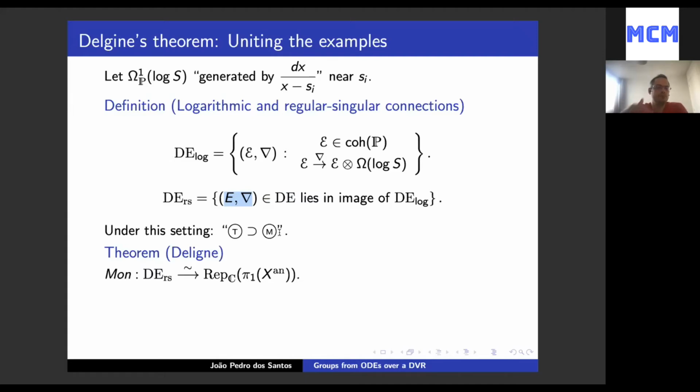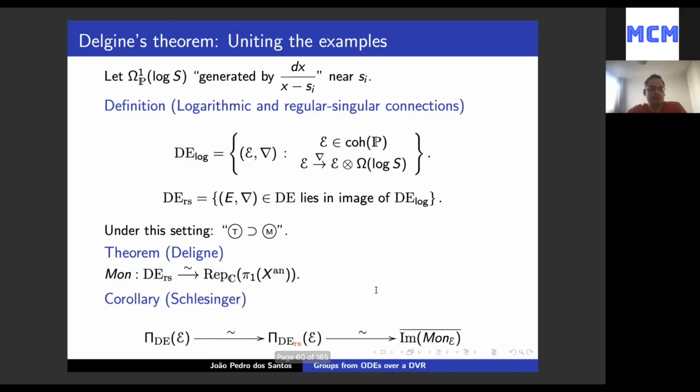this produces a local system, and doing analytic continuation of the local system, or of the fundamental matrices, you will obtain a representation, which is the monodromy representation. And Deligne says that for regular singularities, this will be an equivalence. So this is an important theorem. And now we recover Schlesinger's theorem in one blow, which is given like that.